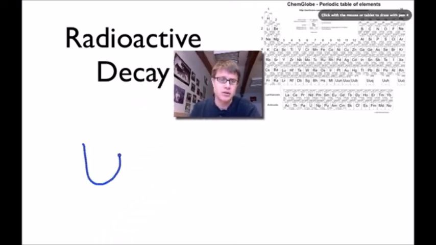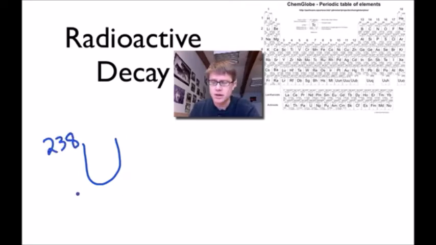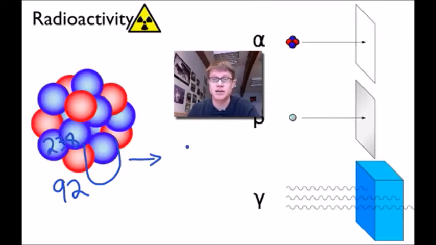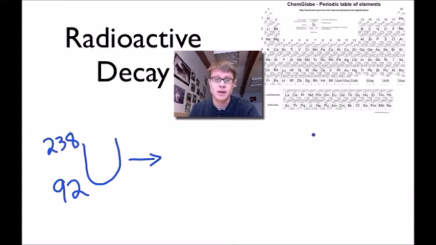And so let's start with the one that I talked about at the beginning. So let's start with uranium-238. Now uranium-238 is undergoing alpha decay. In other words, let's go back for just a second, it's going to lose 2 protons and 2 neutrons. And so what it's losing is actually a helium nucleus, and so that has a charge of 2 protons.